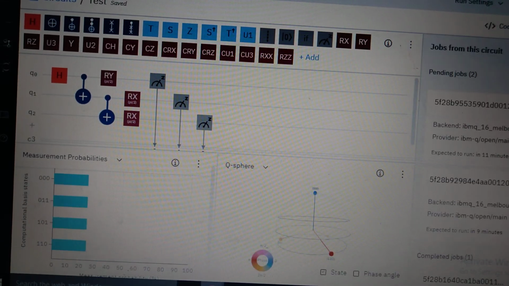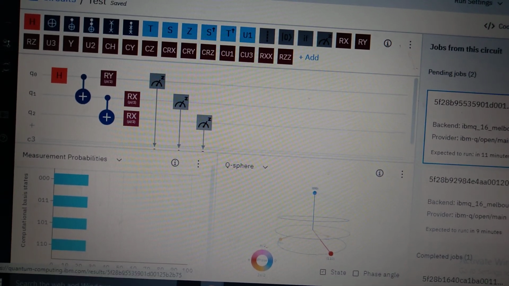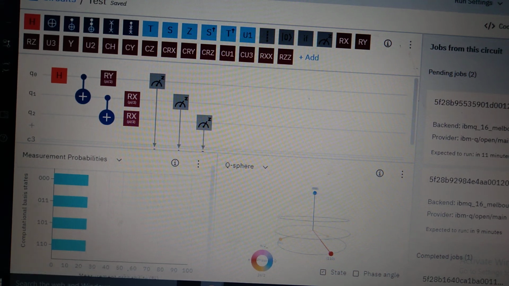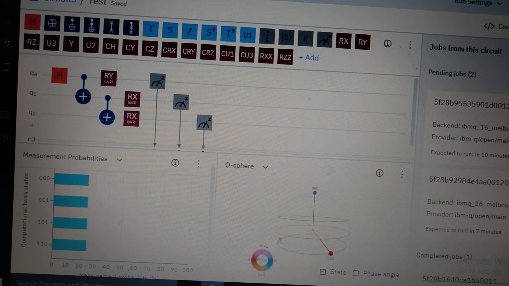Let me see if I have a job pending here. Let me see. Pending jobs. Oh, I got 2 jobs. Oh, it's going to take 10 minutes. Well, it's going to take a little too long. Anyway, well, I guess we'll continue talking about this one.